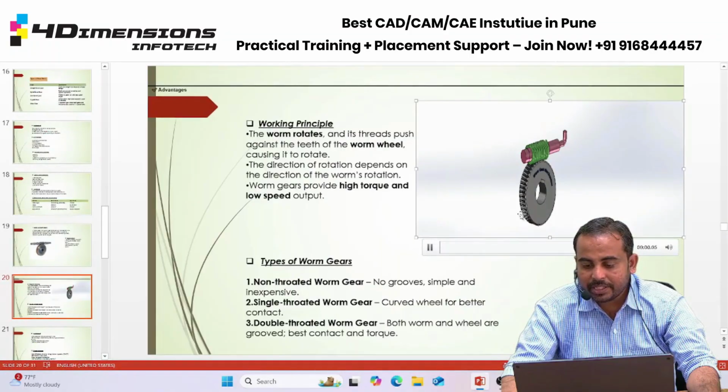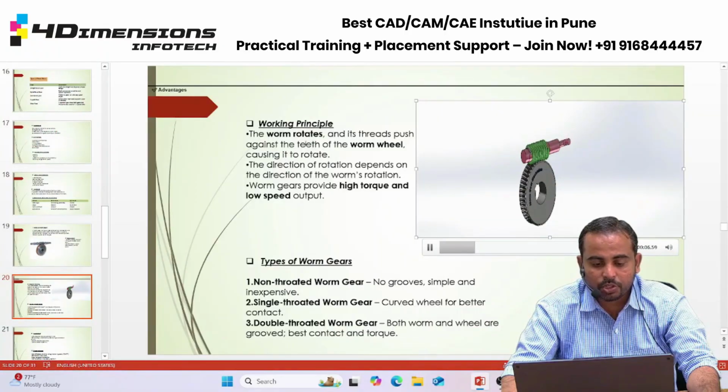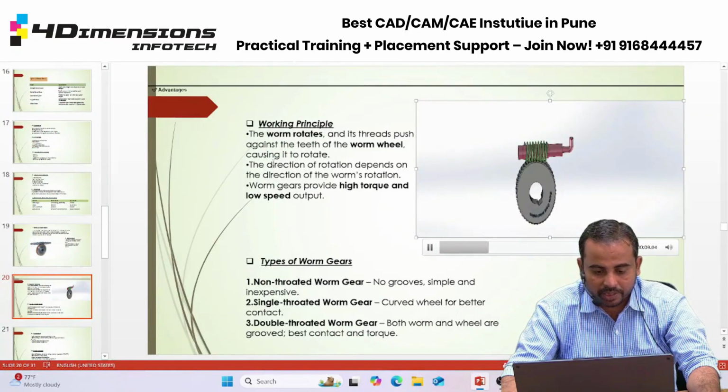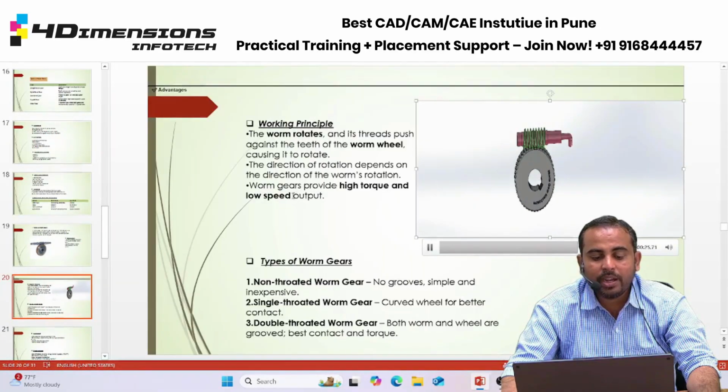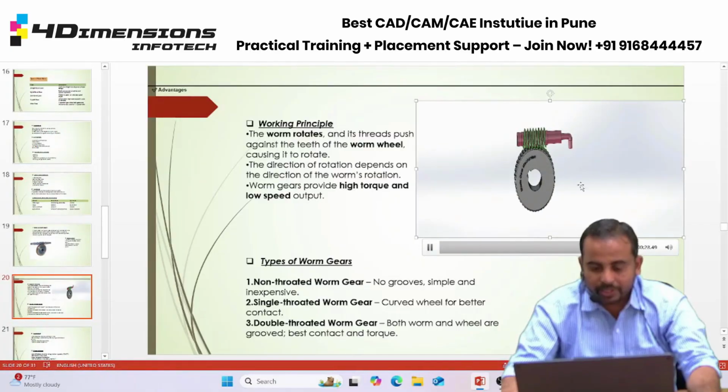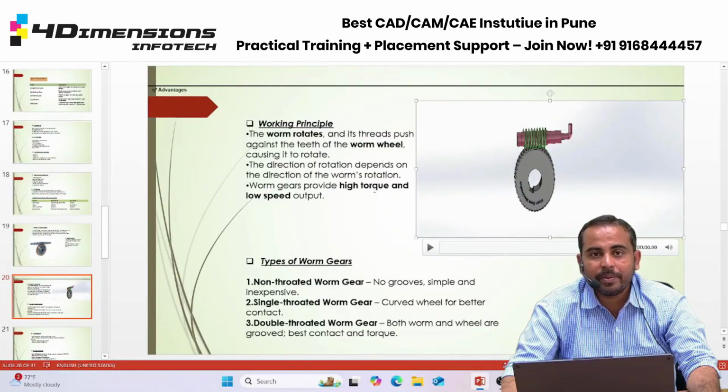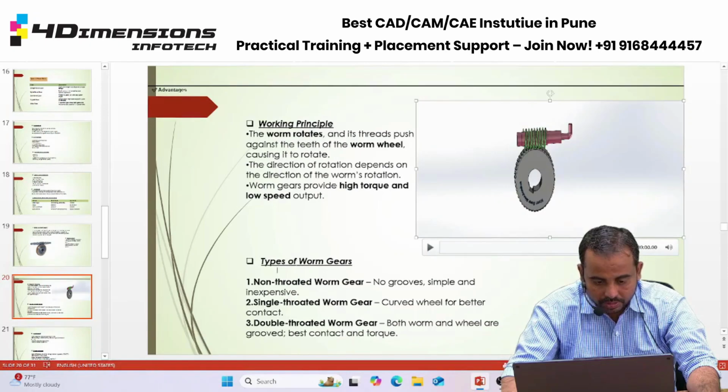You can see in animation. Now the working principle for worm gears is the worm gear rotates and the threads push against the teeth of the worm wheel, causing it to rotate. The direction of rotation depends on the direction of worm rotation. Worm gears provide high torque and low speed at output. So here the speed will be low but the torque will be high while the output is given.